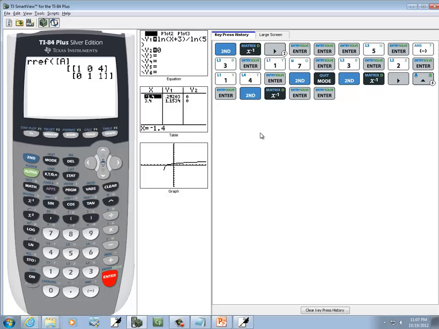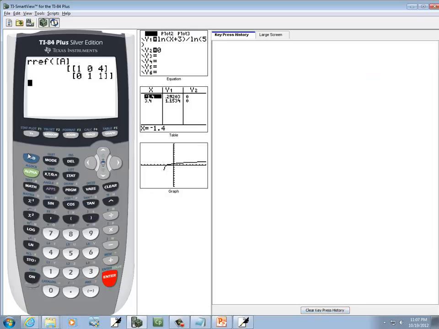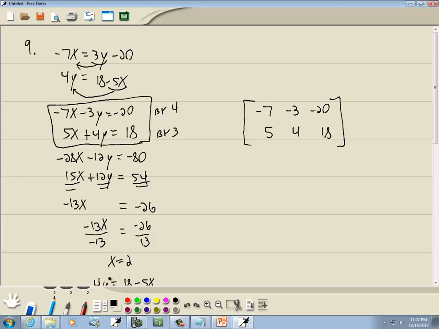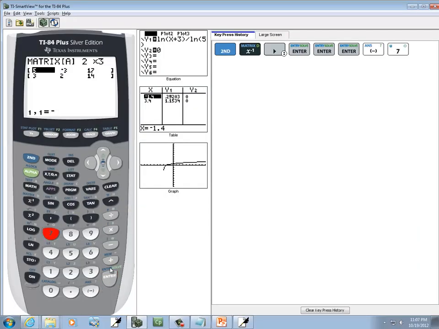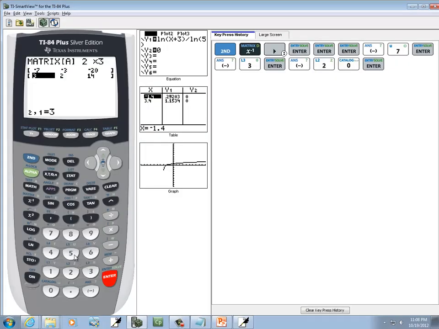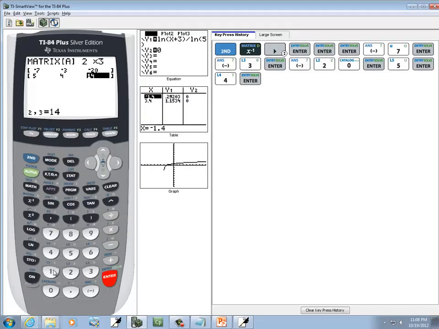So let's go put this in. So do second, x and negative 1. Right arrow over to edit. Enter on A. 2 by 3 again, so I'll just do enter, enter. And we got negative 7, enter, negative 3, enter, negative 20, enter. Then 5, enter, 4, enter, and 18, enter.